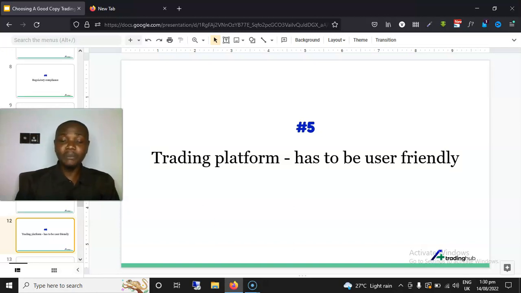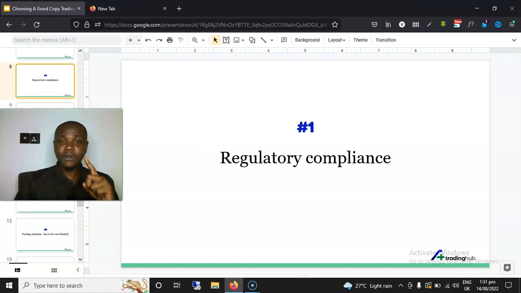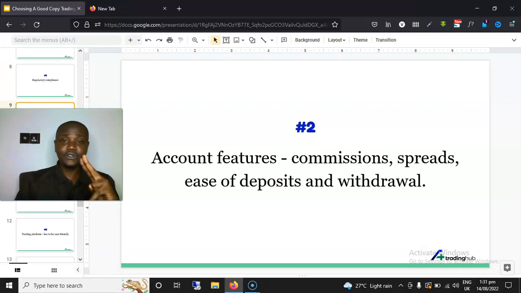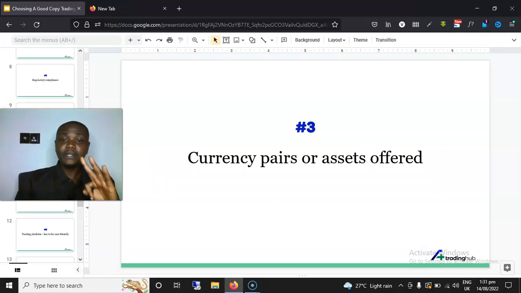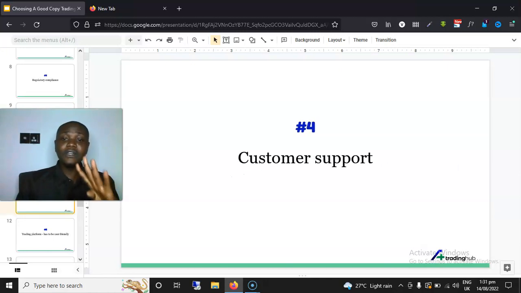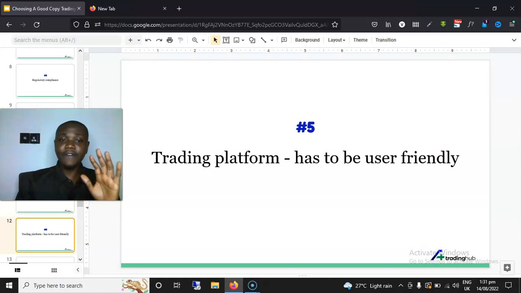So a quick recap: the very first one, tip number 1, is regulatory compliance. 2 is account features, the commissions, the spreads, the swaps, the taxes, the ease of deposit and withdrawal. 3 is the currency pairs and assets being offered. 4 is the customer support. Make sure they have an excellent customer support. Then 5 is the trading platform. It has to be user friendly. So if the trading platform is not user friendly, don't choose that particular broker for your copy trading.